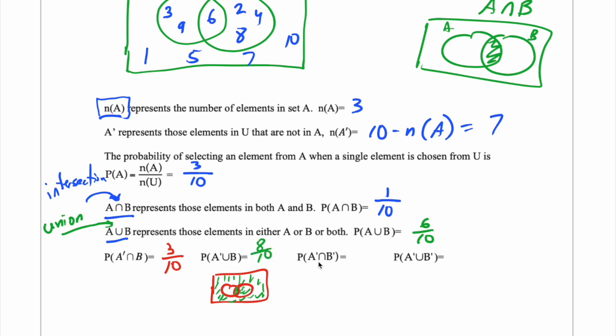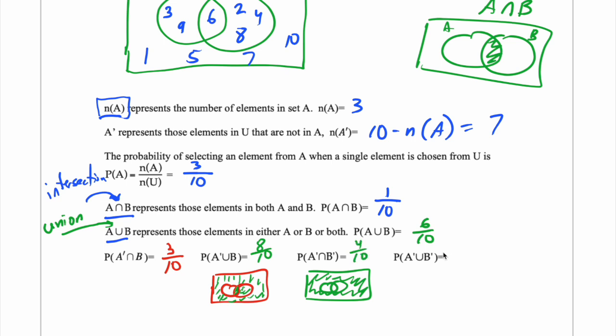This is elements not in A, and they're not in B. That would be all the elements here that are not in A and not in B. So that's 4 elements, 1, 5, 7, 10, right? So 4 out of 10.